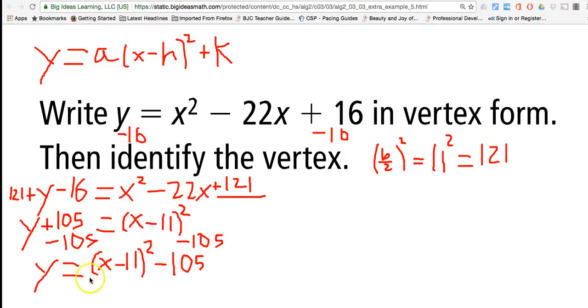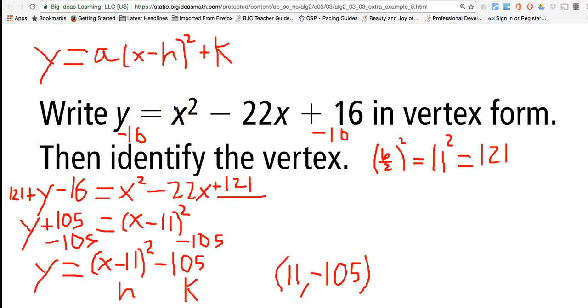Now, you'll see this is in vertex form. a is just equal to 1 in this case. We get our h value from here, and we get our k value from here. So in this case, our vertex is, it's minus h, so our h value is just going to be 11, and it's plus k, so our k value is just minus 105. And through this method, by turning it into vertex form, we're able to determine that our vertex is at the point (11, -105).